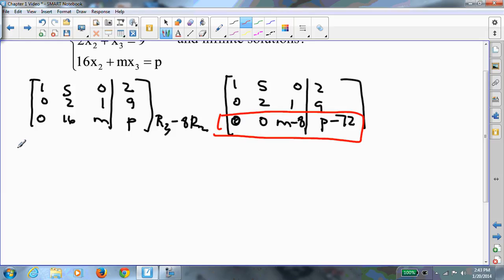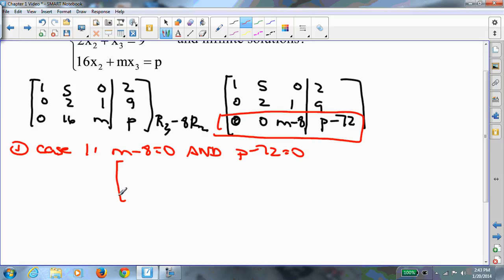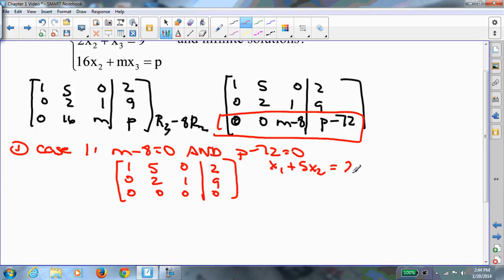So, in case 1, let's say I have m minus 8 equals 0, and p minus 72 equals 0. Well, if that were the case, then my matrix would be 1, 5, 0, 2, 0, 2, 1, 9, 0, 0, 0, 0. So if I were to set up the equations that this came from, it would be x1 plus 5x2 equals 2, and 2x1 plus x3 equals 9.